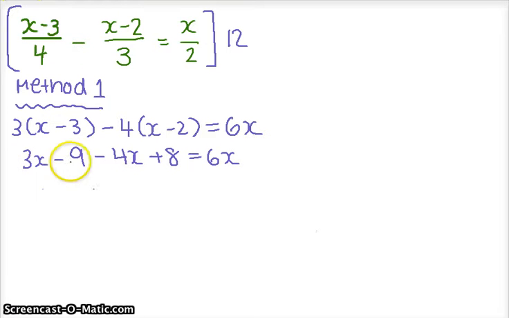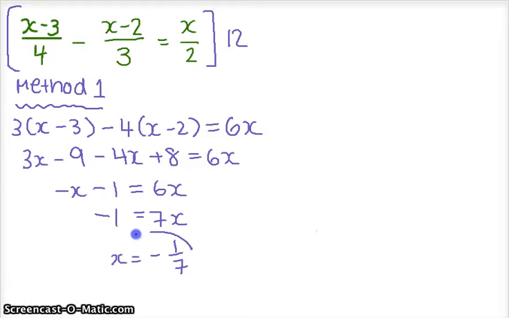And then you can do 3x minus 4x, which is negative x. Negative 9 plus 8, which is negative 1, equals 6x. Then I'm going to add x to both sides of the equation. So if I add x here, it's just going to be 0. So we're left with negative 1. We're going to add x here, so it's 7x. Then we're going to divide by 7. So we have x equals negative 1 over 7. And this would be our answer. And it's always important to plug this number back into the first equation just to see if it's right.